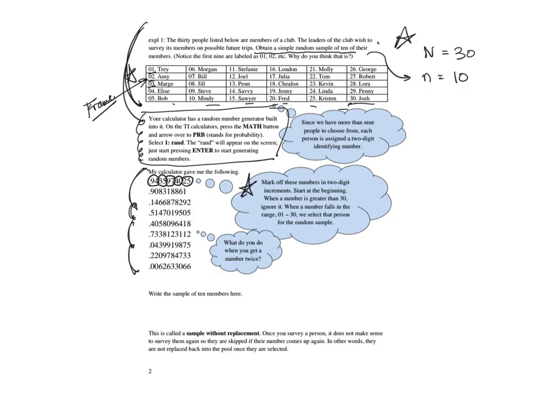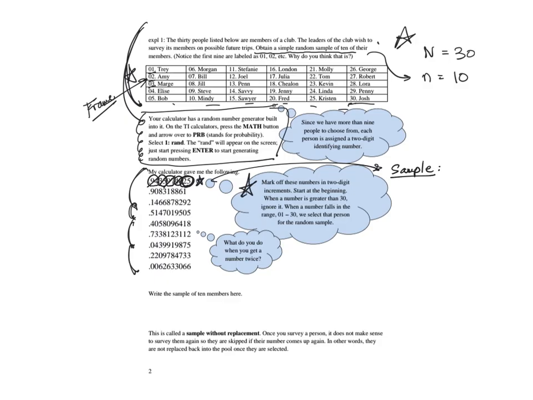Now, again, 94 is not a person in my 01 to 30, so I'm just going to ignore it. 35, next one, I'm going to ignore it. 97, not in my population. I'm ignoring it. 40, ignore. 25 is actually the first one that actually is a person in my sample.